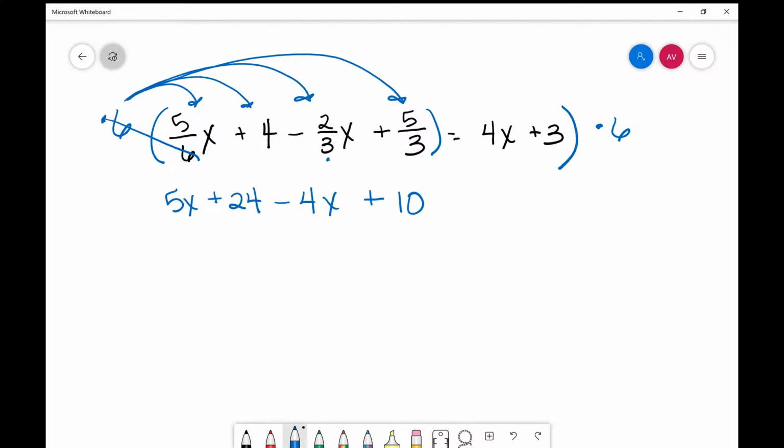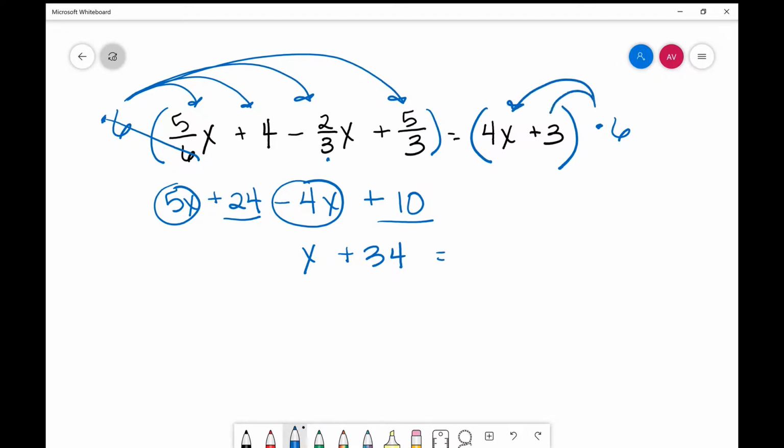And then now what do we do at this point? We combine like terms. So I'm going to identify my like terms, the ones that have an x on the end. Those are like terms. So 5x minus 4x is 1x. I'll just put an x here. And then I have a 24 and a 10. When I add those together, I get 34. Equals, on this side, what I do to the left, I have to do to the right. So I'm going to distribute the 6 into every term on the inside of the parentheses over here. And I get 24x plus 18.